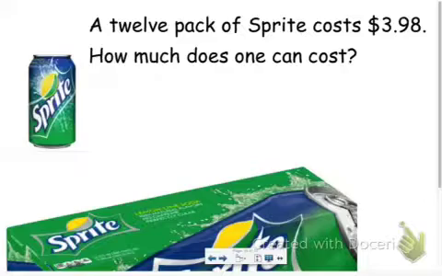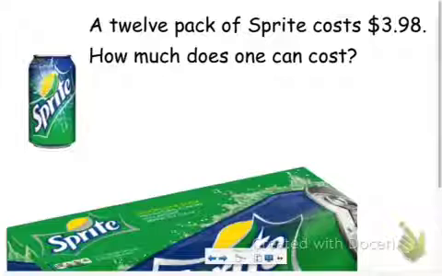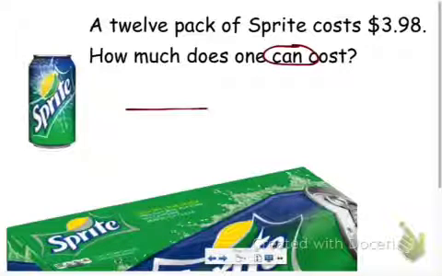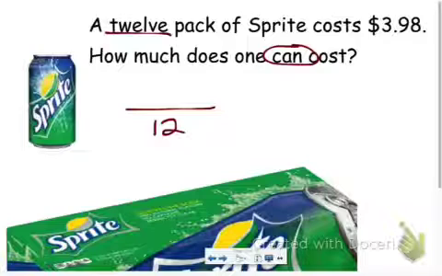Let's take a look at another example. And let's take a look at trying to find a unit rate for cost. So a 12-pack of Sprite costs $3.98. How much does 1 can cost? So we're going to look for 1 can, which means that I'm going to have to get the cans down to 1. Okay, so if I have a 12-pack, that means there's 12 in there.